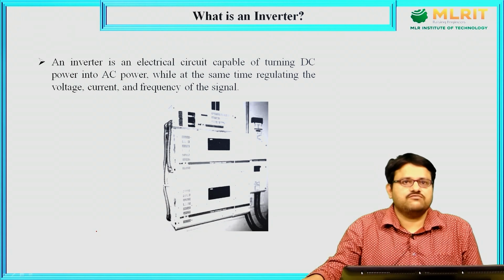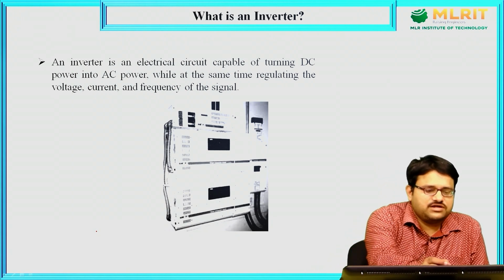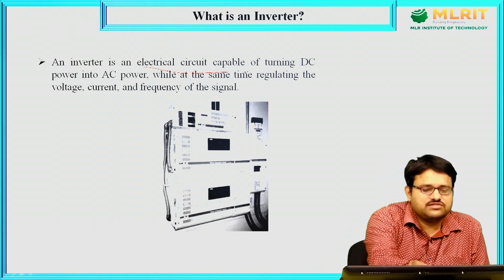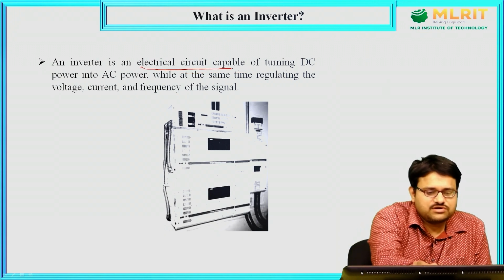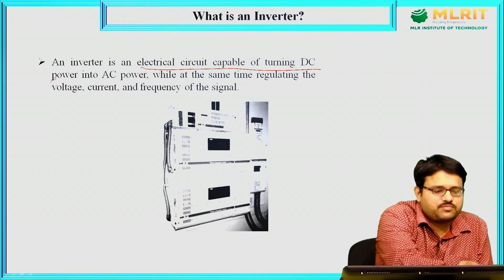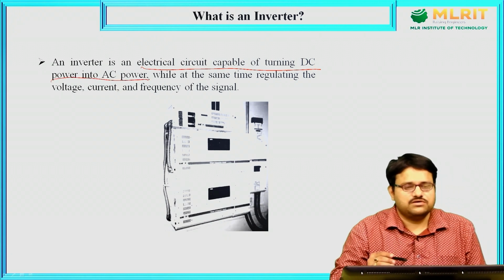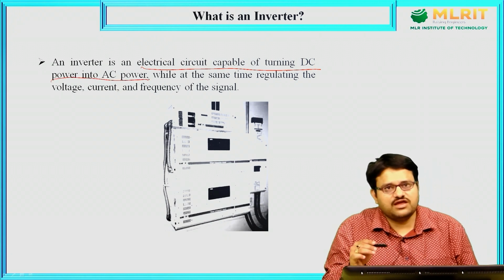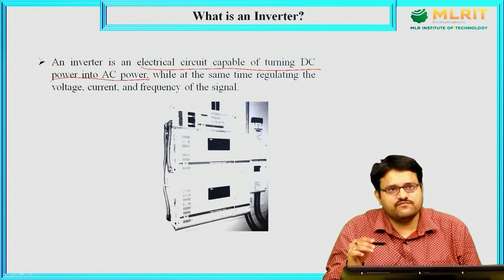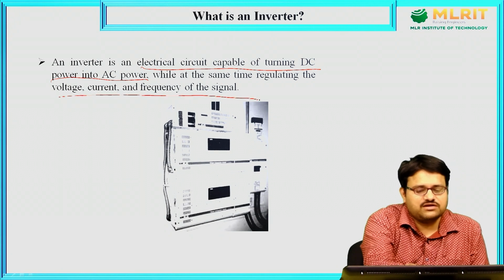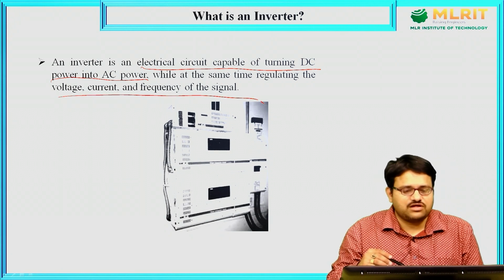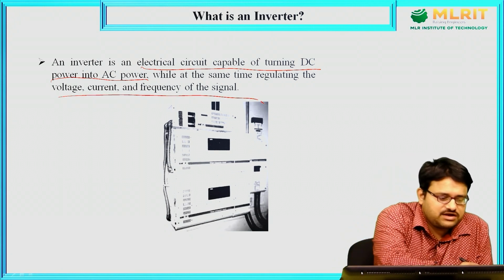So what is an inverter? An inverter is an electrical circuit capable of turning DC power to AC power, while at the same time regulating the voltage, current and frequency of the signal. So this is what we can say an inverter.